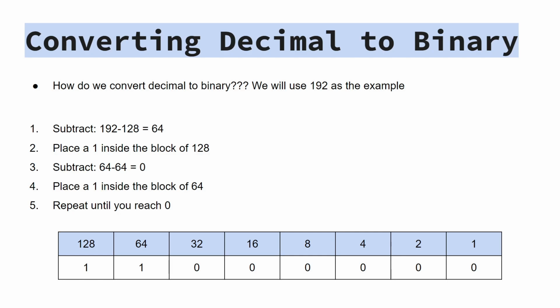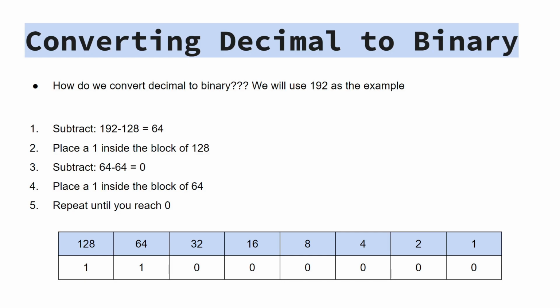Now that I've demonstrated what the table is used for, how do we exactly convert from decimal to binary? As it says on the slide, I'm going to use 192 as the example for converting that decimal number into binary. Firstly, we want to subtract 128 from 192, which gives us 64. We are subtracting 128 because that is our highest power of 2, being 2 to the 7. And remember, in an octet, we have 8 host bits.